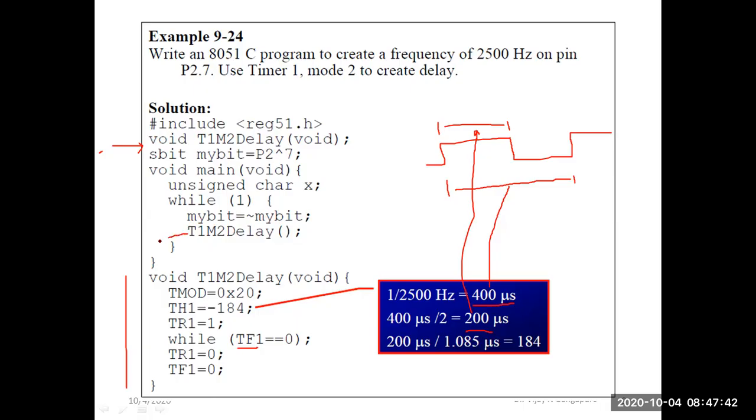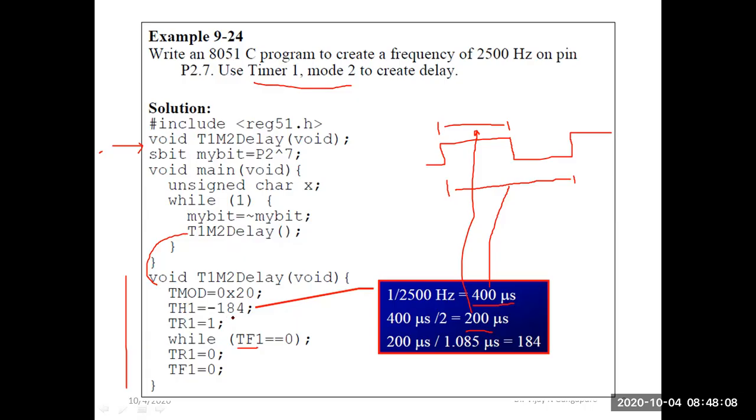Okay, so after this, control will get transferred to this t1 m2 delay function. See what is written: t mod is equal to 0x20. So when I load this 0x20 into t mod, timer 1 will get configured in mode 2. Because we are using timer 1 mode 2, we should configure timer 1 in mode 2, and we do that by loading 0x20 into t mod.